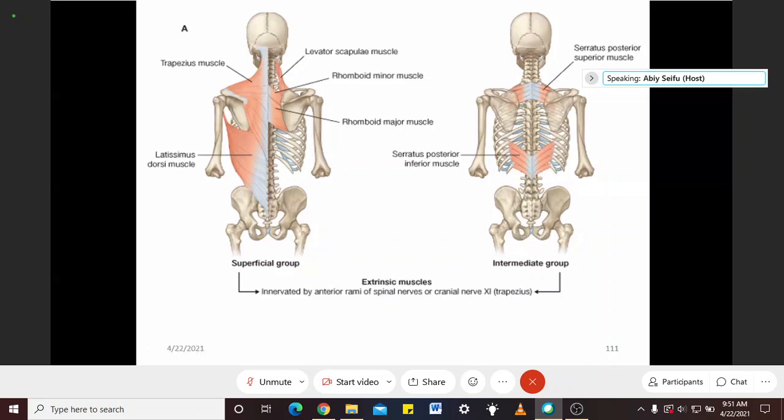They are innervated by the anterior rami of the spinal nerve, except the trapezius muscle. The trapezius muscle is innervated by cranial nerve 11, which is the accessory cranial nerve. But in the case of the deep back muscles, they are generally innervated by the posterior rami of the spinal nerve.